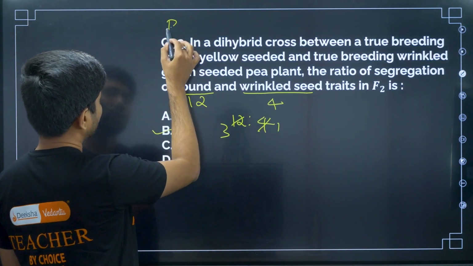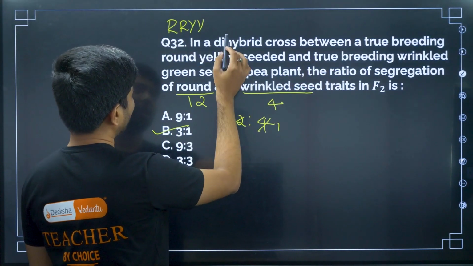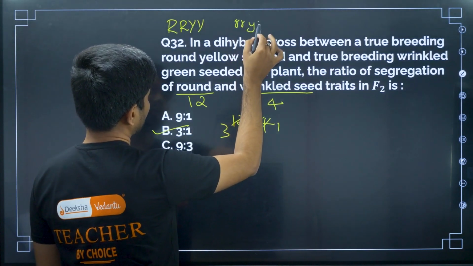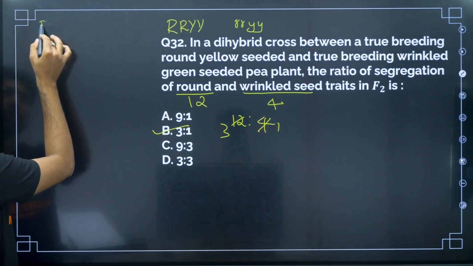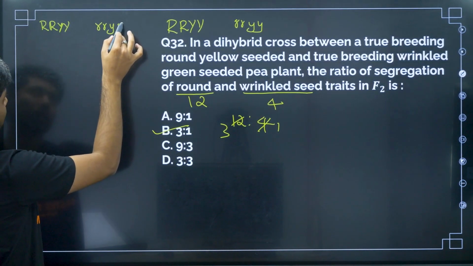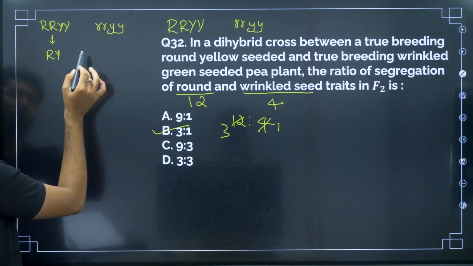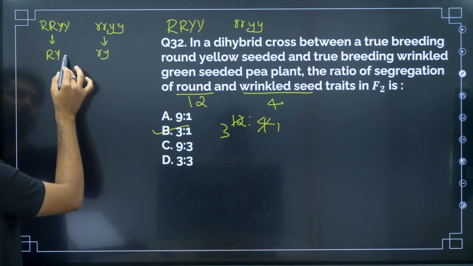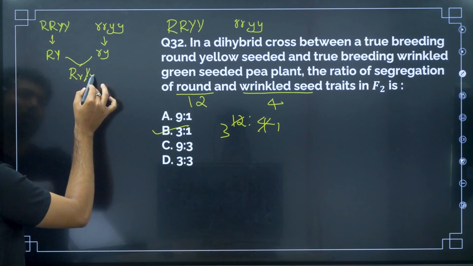Round yellow is capital R, capital R, capital Y, capital Y. Wrinkled green is small r, small r, small y, small y. If we take capital R, capital Y and small r, small y, what will be the gametes that they produce? You get capital R capital Y, and here you get small r small y. Now when they two fuse together, you get Rr Yy.